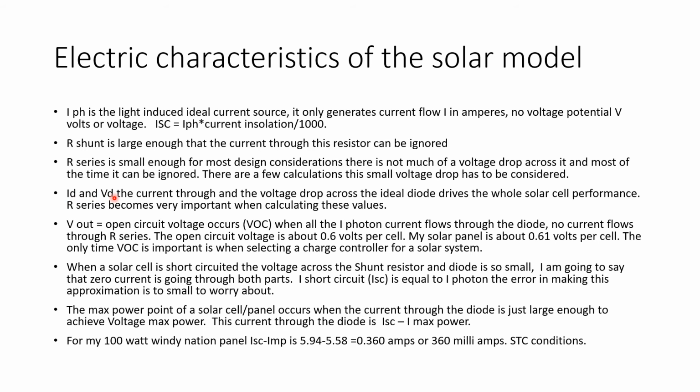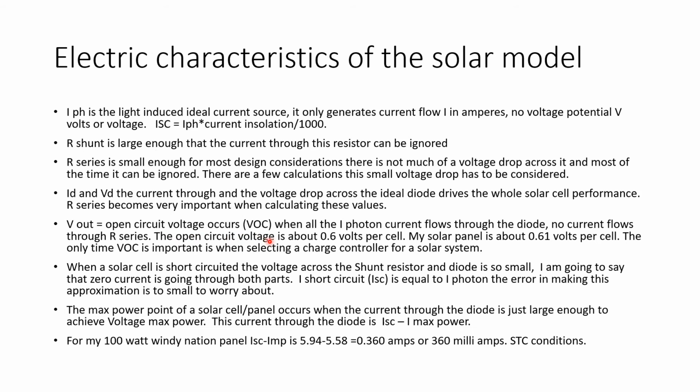ID and VD, the current and voltage through the diode, drives the whole solar cell performance. R series becomes a very important part when calculating these values. The open circuit voltage occurs when all the I photon current flows through the diode. No current flows to the series resistors.